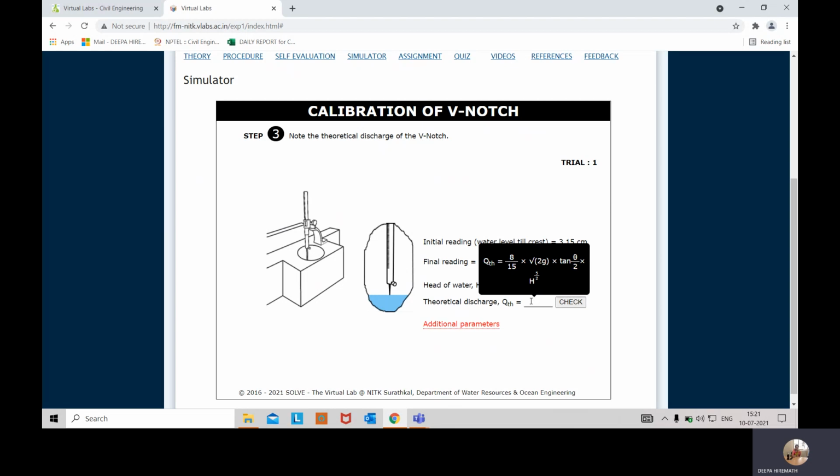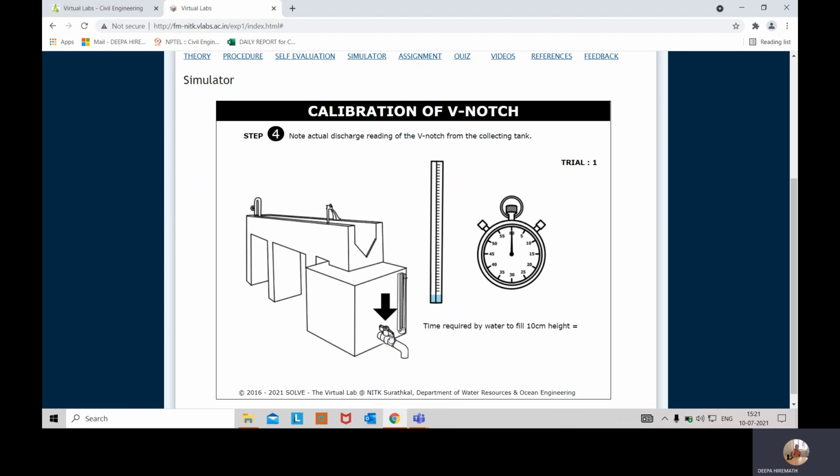So now Q theoretical is calculated using the formula 8/15 into root of 2g into tan(theta/2) into h raised to 5/2. So the Q theoretical value needs to be calculated. So the value is 2943.7 centimeter cube per second.